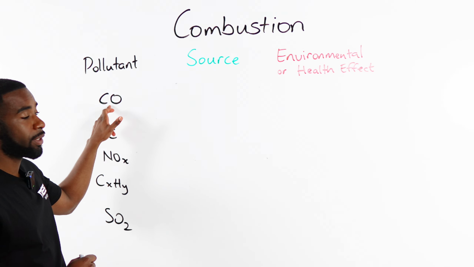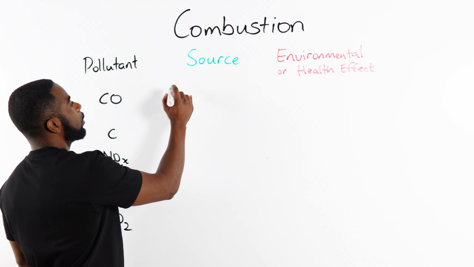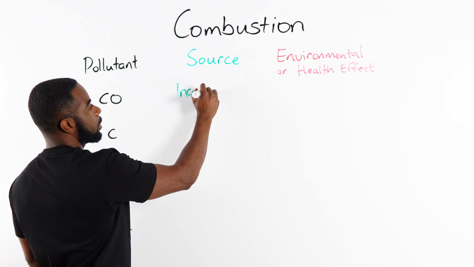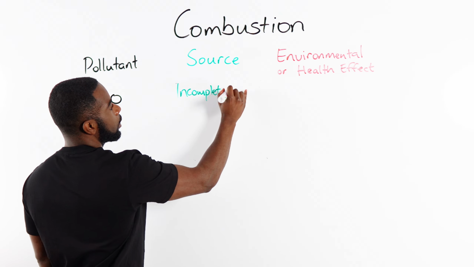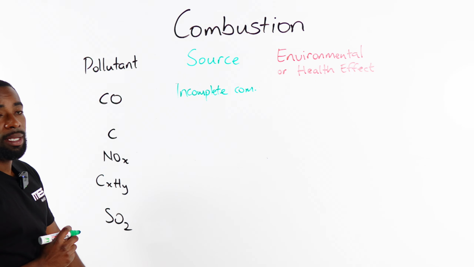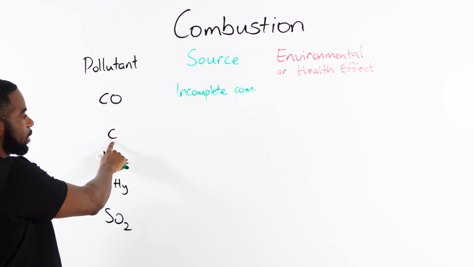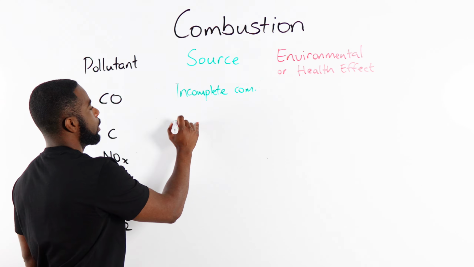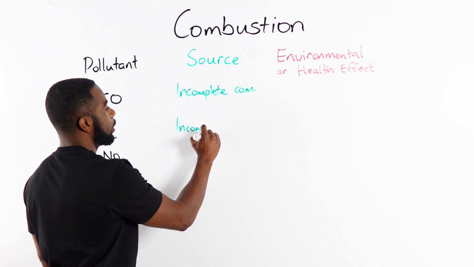So CO is carbon monoxide. And we already know that comes from incomplete combustion, as we've seen already. So I'm just going to write incomplete COM just for space. Same with our soot as well. So C is just soot. So that also comes from incomplete combustion.